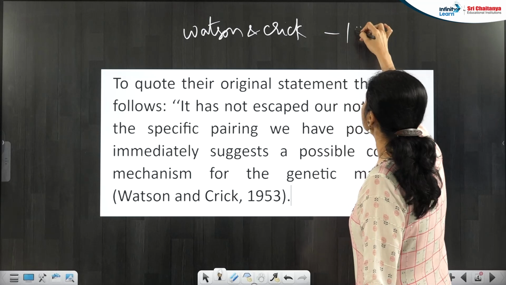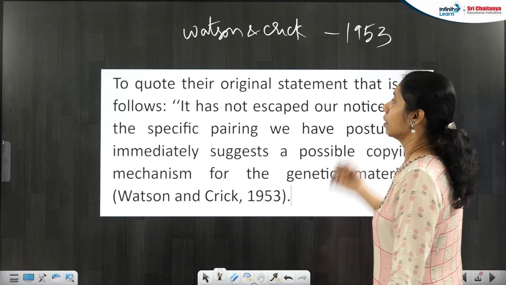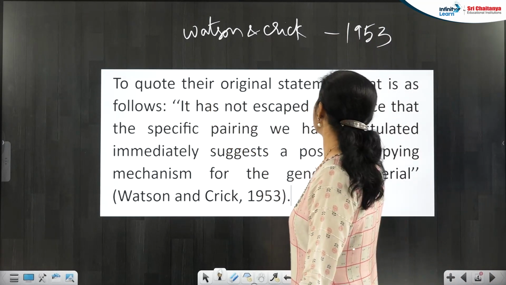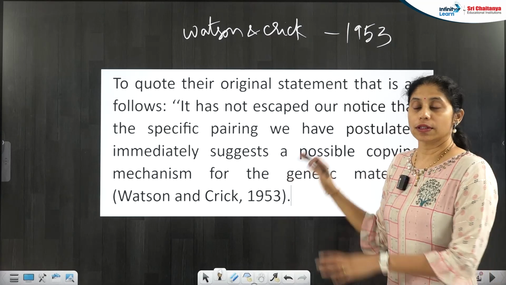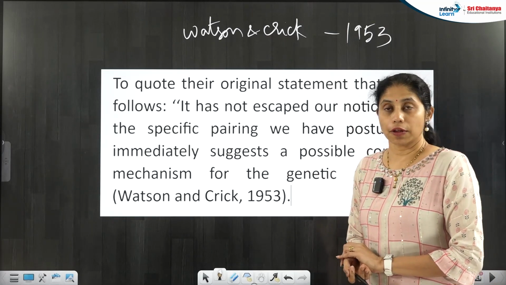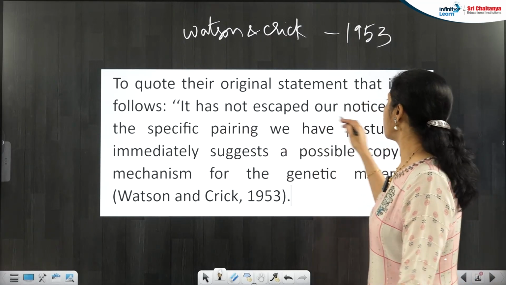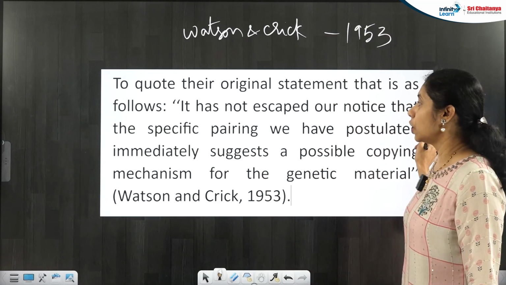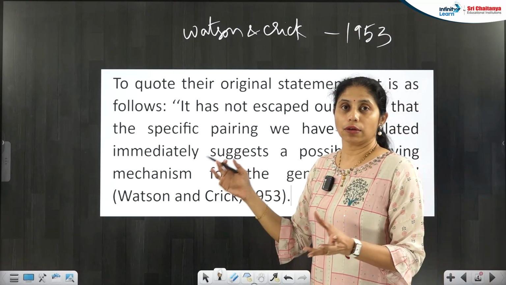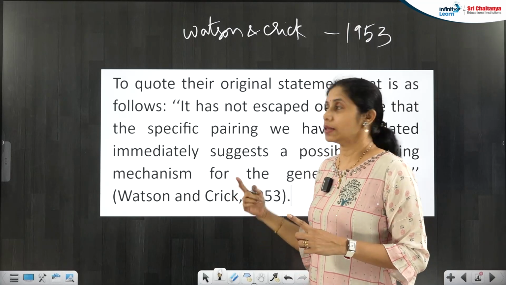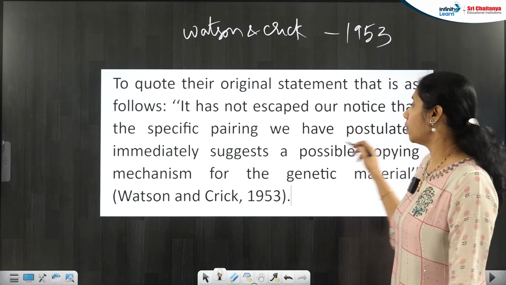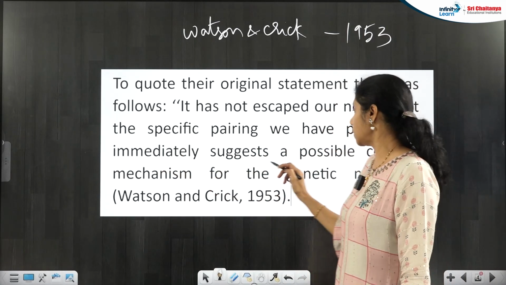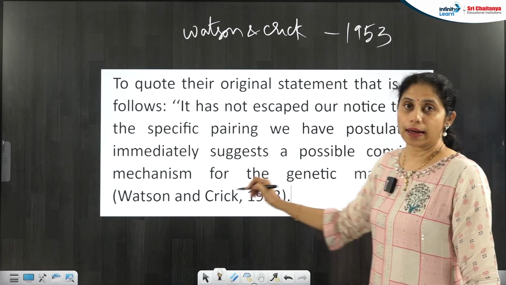In the year 1953, to quote their original statement as it is. This is exactly the NCERT statement I have taken. It has not escaped our notice that the specific pairing we have postulated, that means the DNA structure having two double helical strands, that specific pairing we have postulated immediately suggests a possible copying mechanism.